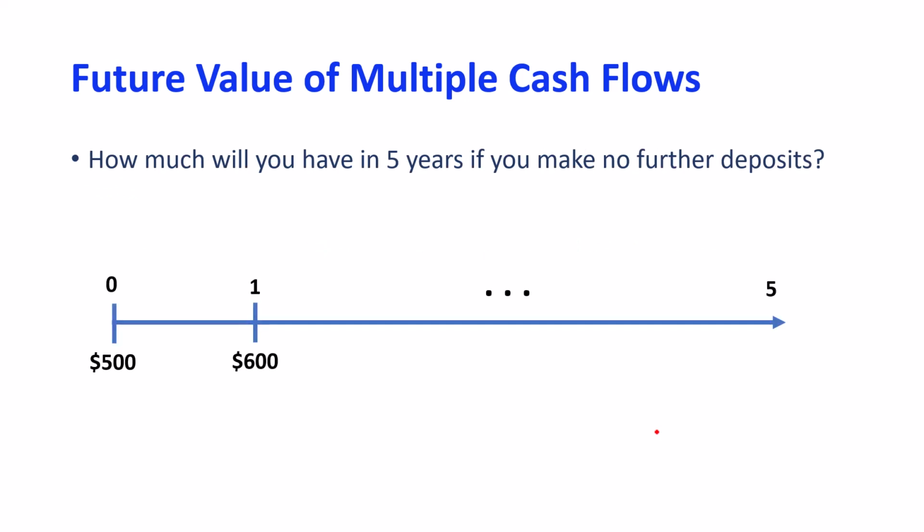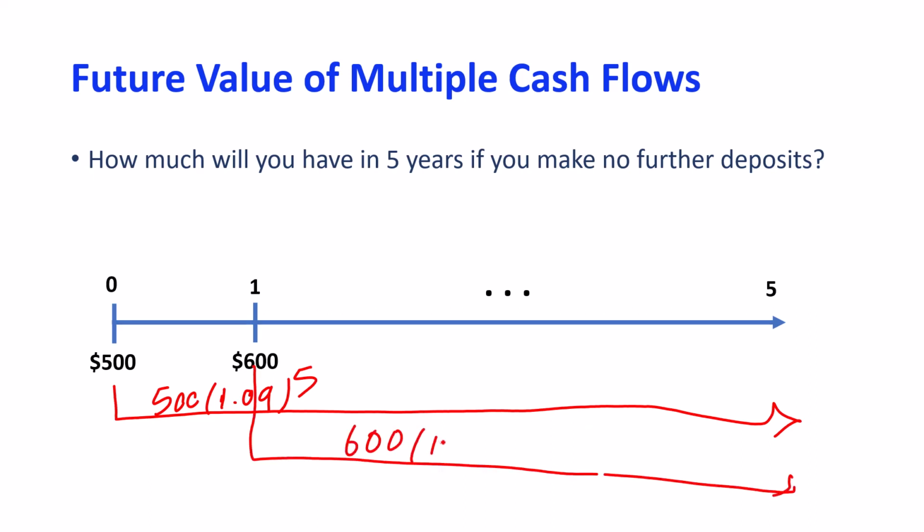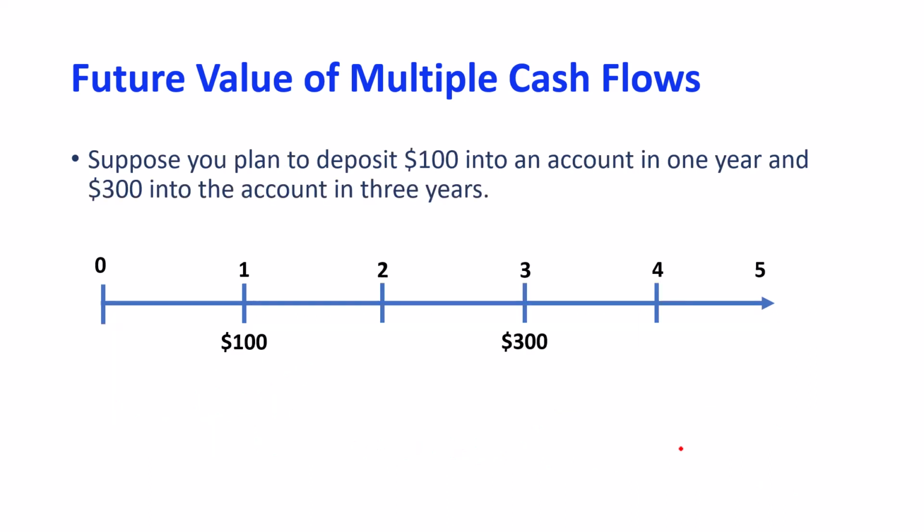And another example, let's say, how much will you have in 5 years? Again, all you're doing now, you're going to do 500 times 1.09 raised to the power of 5, and then for the next one, you'll do 600 times 1.09 raised to the power of 4, and then you add them. So it's actually very simple. All you're doing is finding the future value of individual cash flows and then summing them up.